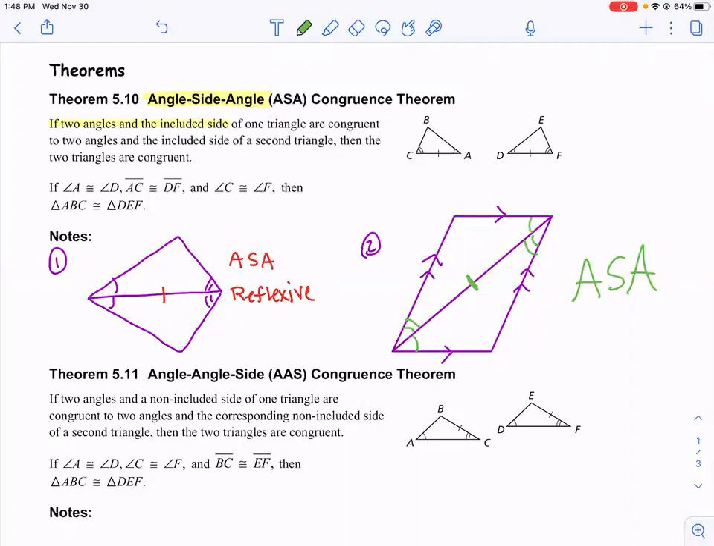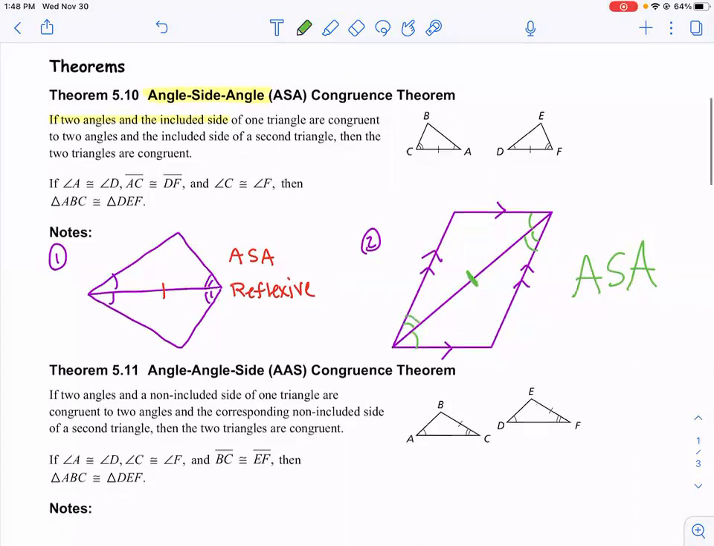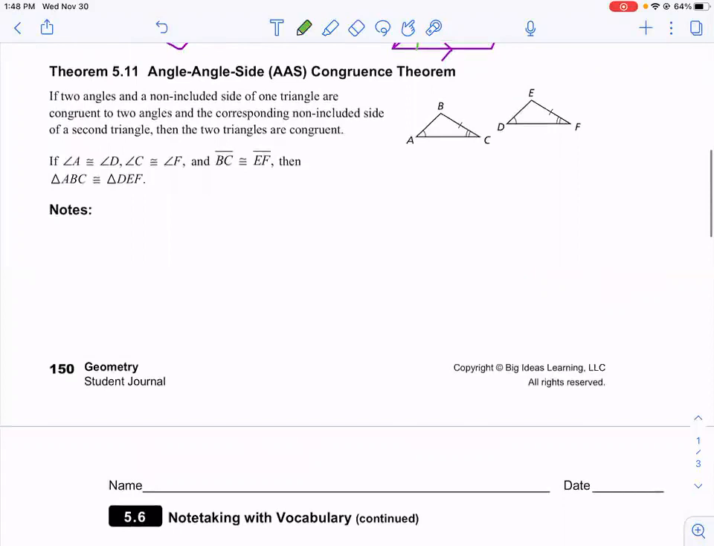Now unlike two sides and an angle, it is okay to have angle, angle, side. So we can have angle, side, angle, or angle, angle, side, where two angles and a not included side is perfectly fine.